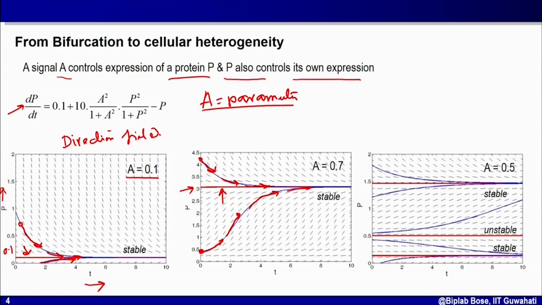Now let us take a value in between for A, and what I have drawn here is A equal to 0.5. Now notice the direction field. Now we have 3 steady states.